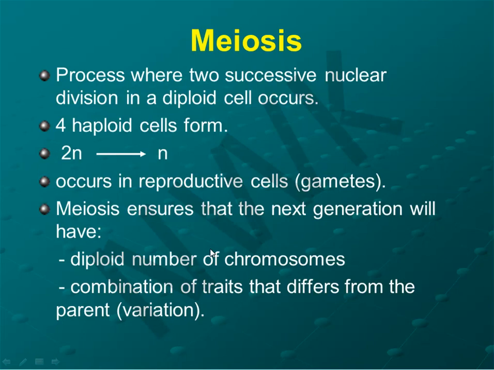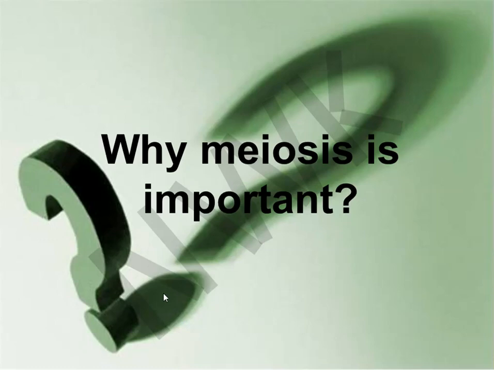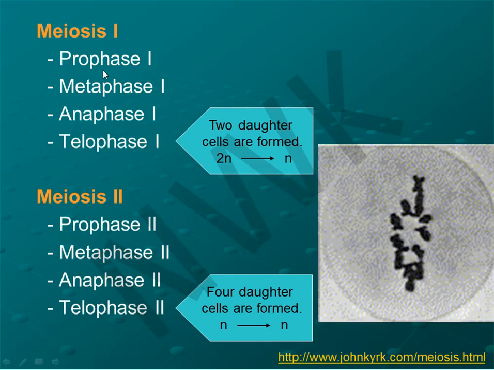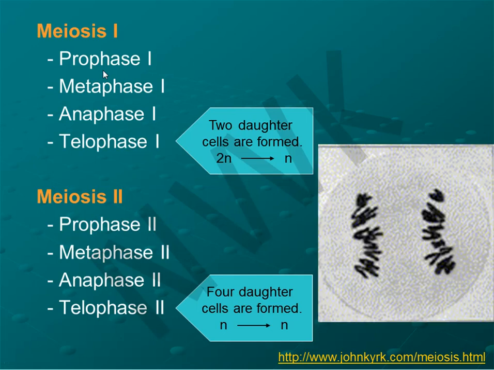And also meiosis contributes to variation. This is not found in mitosis. Mitosis cannot create variation in daughter cells, but meiosis can. There are 2 important steps, or 2 important processes or events, in meiosis that guarantee variation. So meiosis has 2 division phases, unlike mitosis which has only 1.